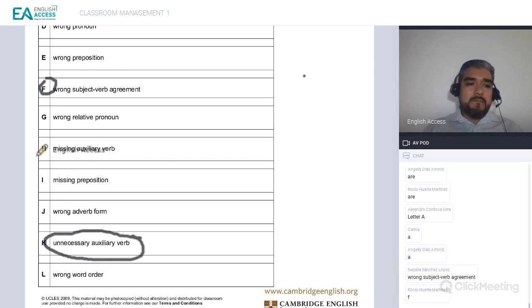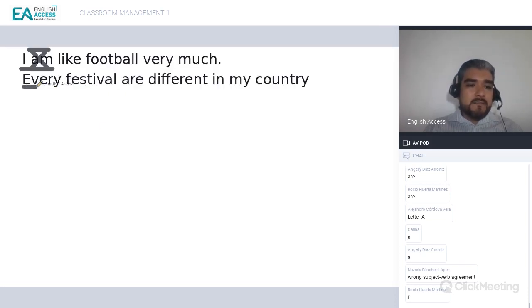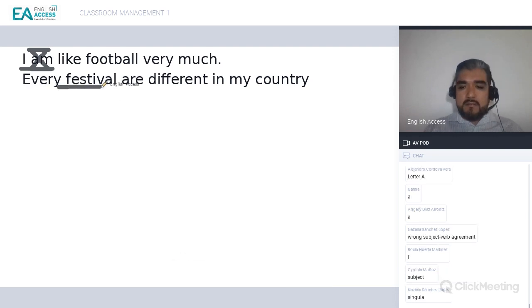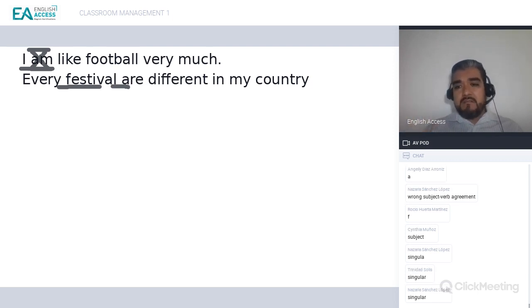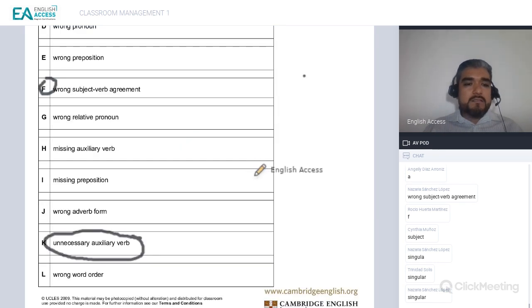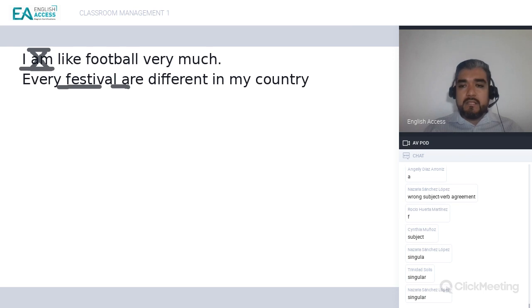Wrong subject verb agreement. Because this is what? Every festival is what? Is singular. And this is plural. So it's not correct. The verb and the subject don't match. If the subject is singular, the verb should be for singular. If the subject is plural, it has to be for plural. So wrong subject verb agreement. Okay, let's try another one.